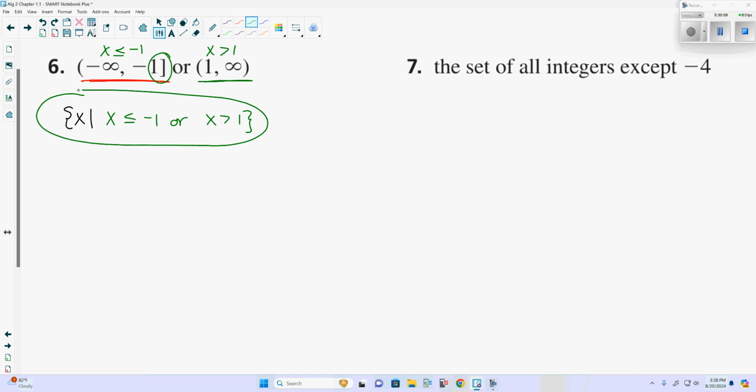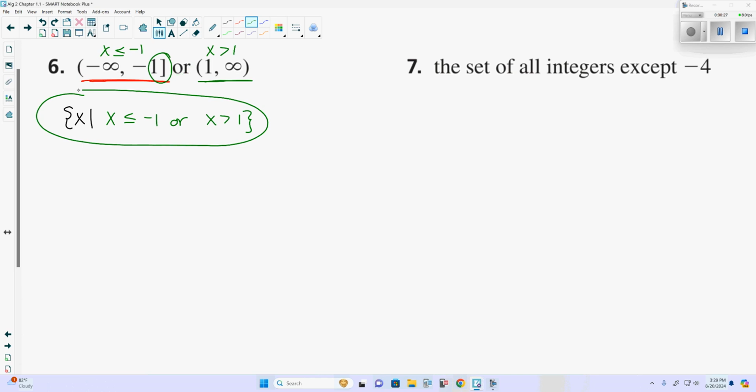Less than or equal to. Yep. Questions on number 6? We feel good with this here? Kind of, sort of. Let's look at number 7.